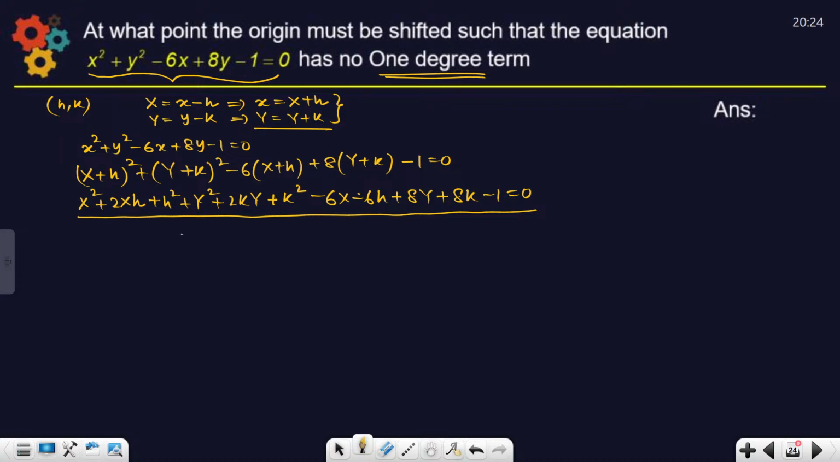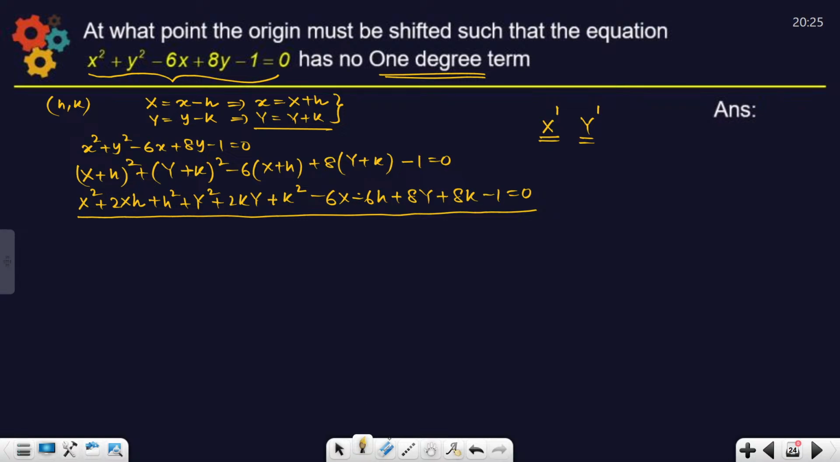So this equation will not contain any 1 degree term. Can you please tell me which one is your 1 degree term? What do you mean by 1 degree term? That is when the exponent of x, because here the variables are x and y, when the exponent of x is 1 and of y is 1, they are called 1 degree terms. Okay? So now, please see, what is your 1 degree term we are having in terms of x and y?